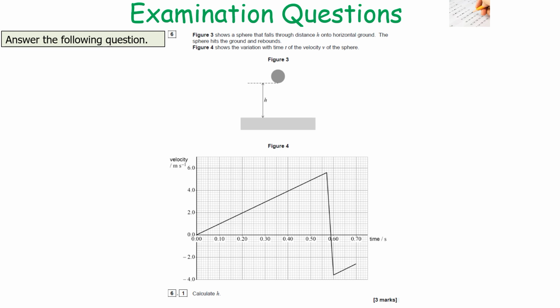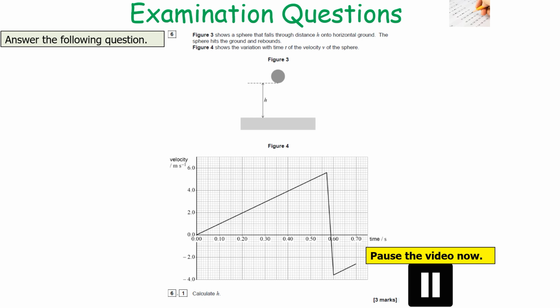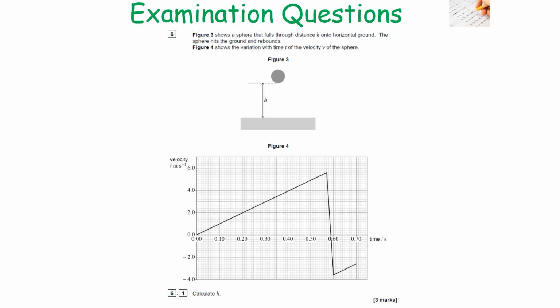The sphere hits the ground and rebounds. Figure 4 shows the variation with time of the velocity v of the sphere. So calculate the value of h. Pause the video now, then unpause the video when you want to go through your answer. Right, so how would you calculate h?